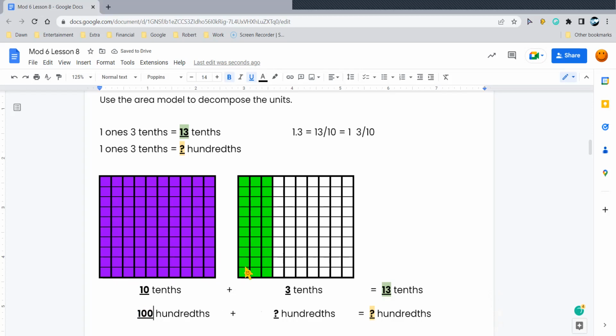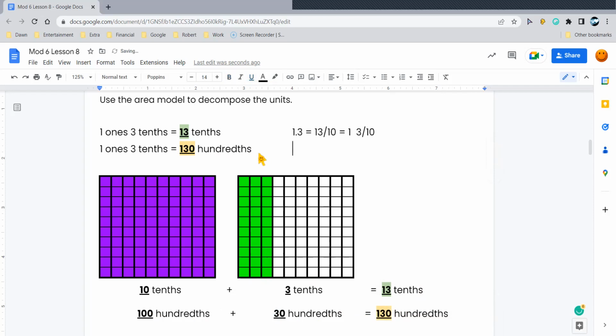I know I have 10 down because there's 10 in a column. I need to know how many columns I have. 1, 2, 3. So now I do 3 times 10. That gives me 30. So I'm going to write 30 here. So now I'm going to add 100 plus 30. That gives me 130. So right over here, I'm going to write up at the top in our problem 130.